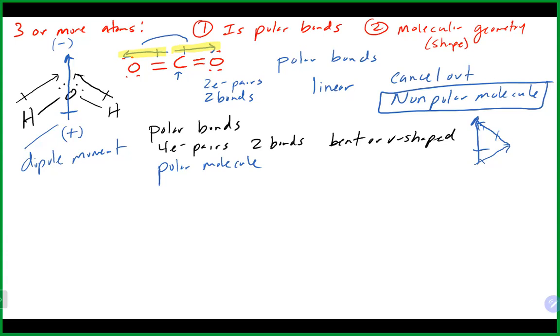Now, clearly, nobody wants to draw vectors. Otherwise, this would be physics, right? So this is not physics. There is really a quick way you could determine whether or not something will be polar or non-polar in terms of molecular polarity. There are certain geometries which are referred to as symmetrical geometries.